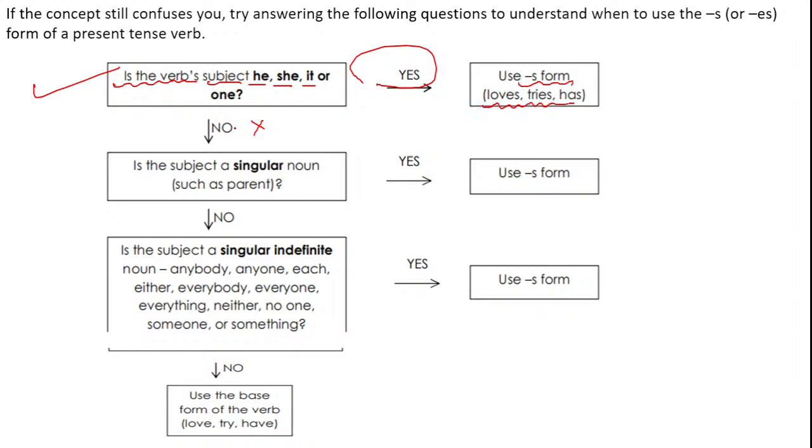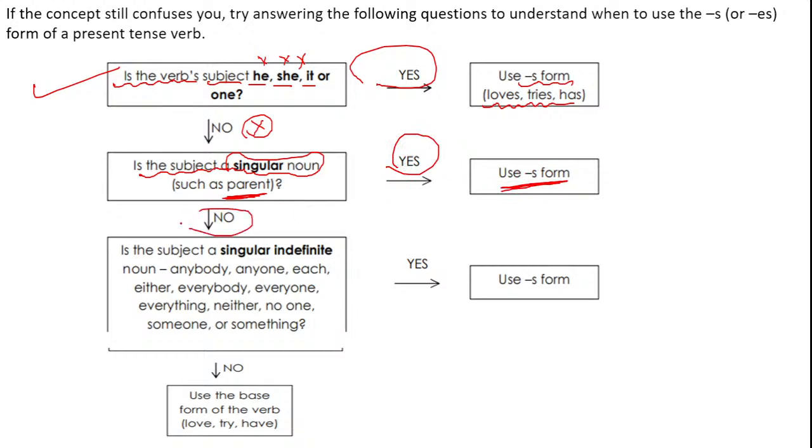If the subject is not among he, she, it, then you go for checking whether the given subject is a singular noun, like the example I have given here, parent. If yes, then again you have to use the s form.